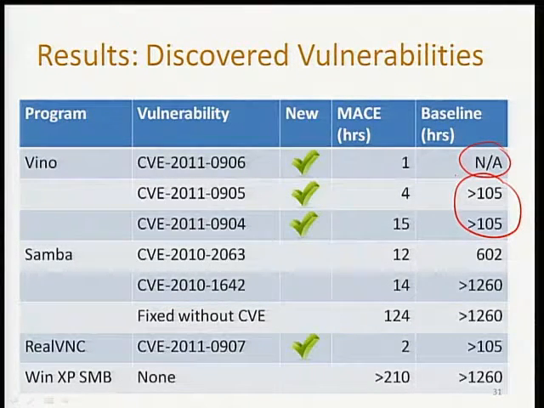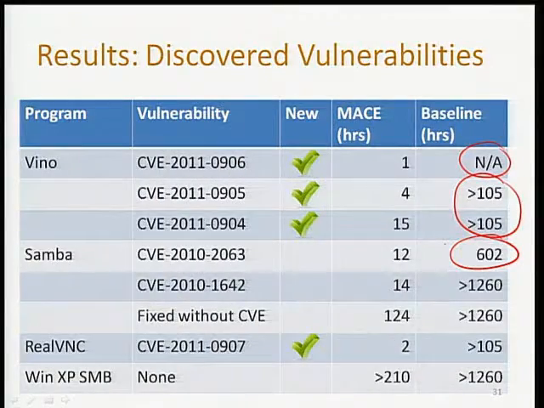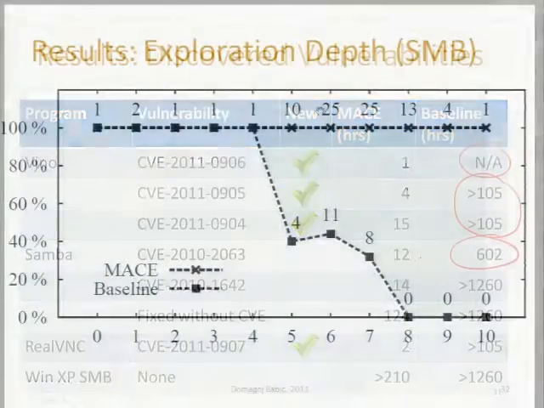Then for Samba, we found 3 vulnerabilities. We hadn't known about any of these when we found them, but later we found that they were already known. The baseline approach managed to discover only one of those after about 602 hours, while MACE took only about 12 hours. And then for real VNC, we found another one, and we found none for WinXP SMB.